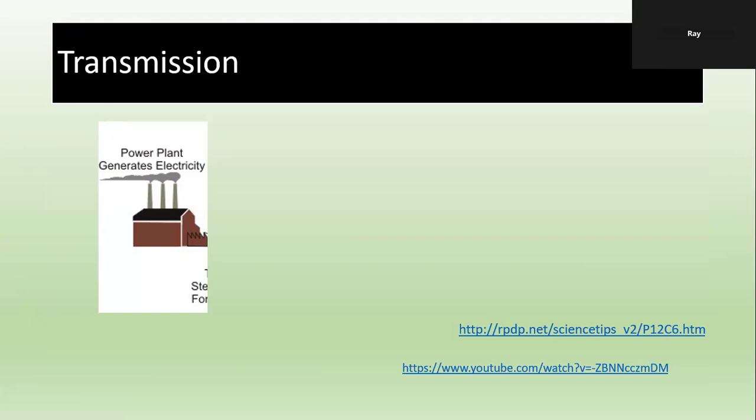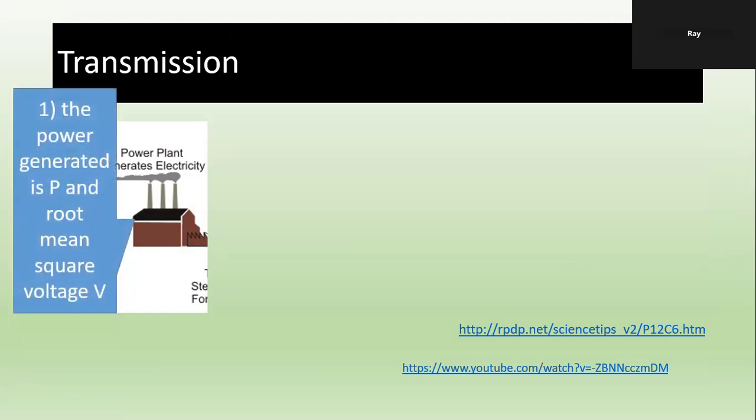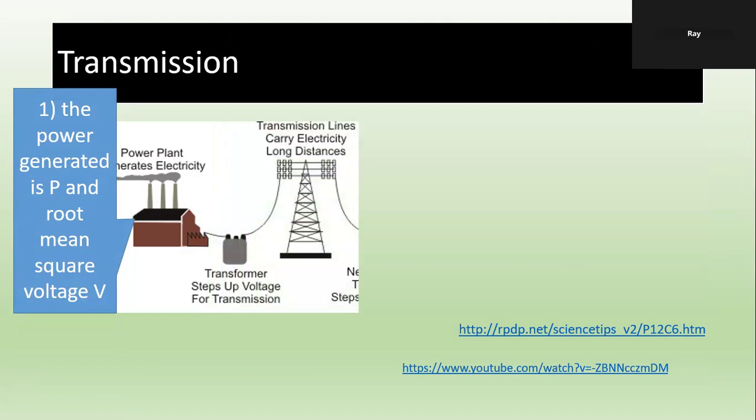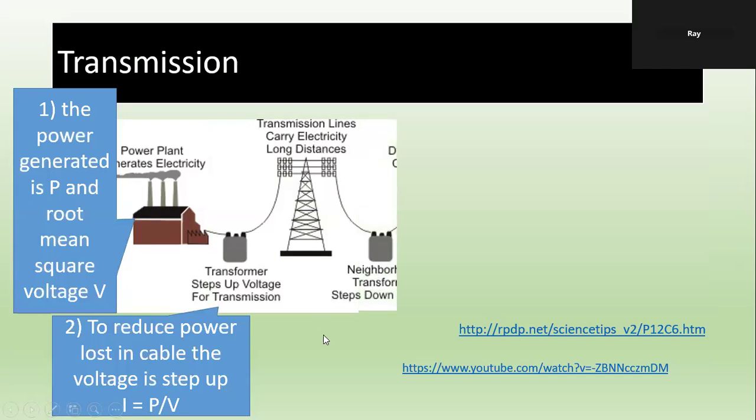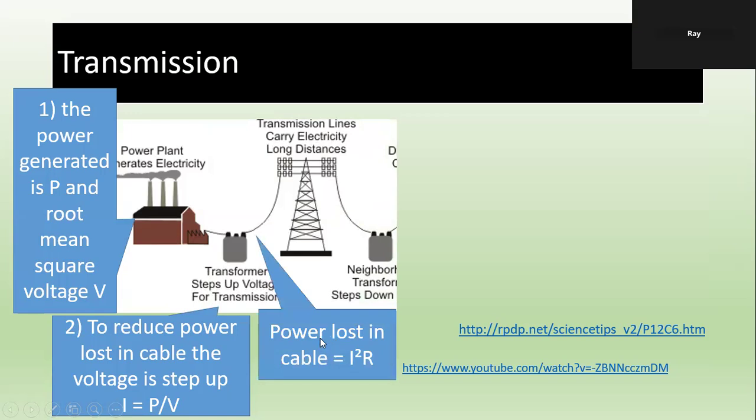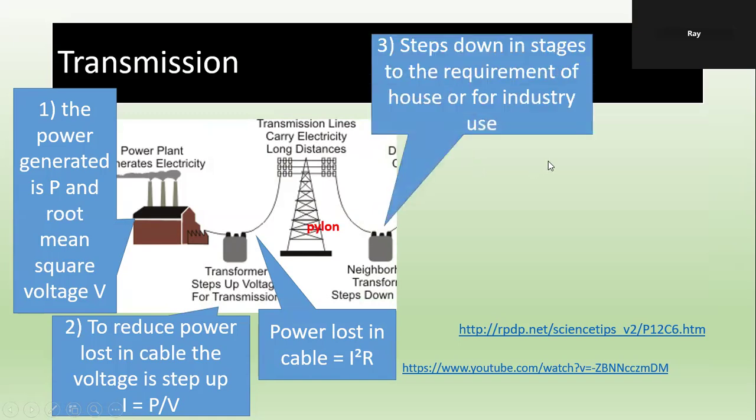Okay, we have a power plant that generates electricity. The power generated is P and the root mean square voltage is V. Then a transformer: to reduce the power loss in the cable, the voltage is stepped up. Step up the voltage, P is constant, so you reduce the current in the wire. With reduced current in the wire, the energy loss in transmission in the cable will be less. Power loss is I squared R. When the current is small, energy loss is small. This is a pylon. Then step down in stages to the requirement of the house or for industrial use.